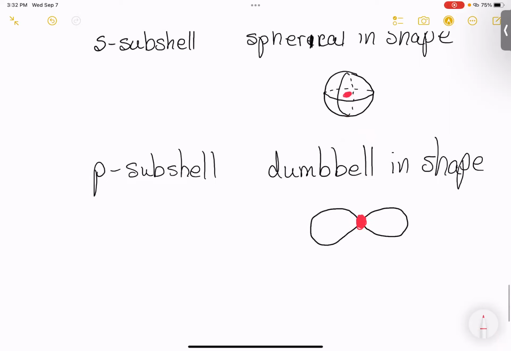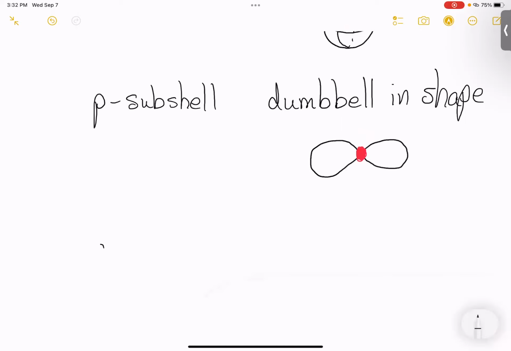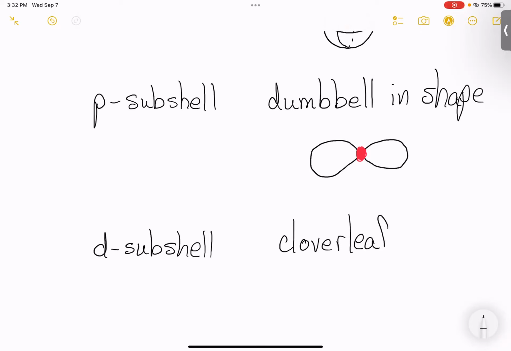The third one is called a D subshell, and it is cloverleaf in shape.